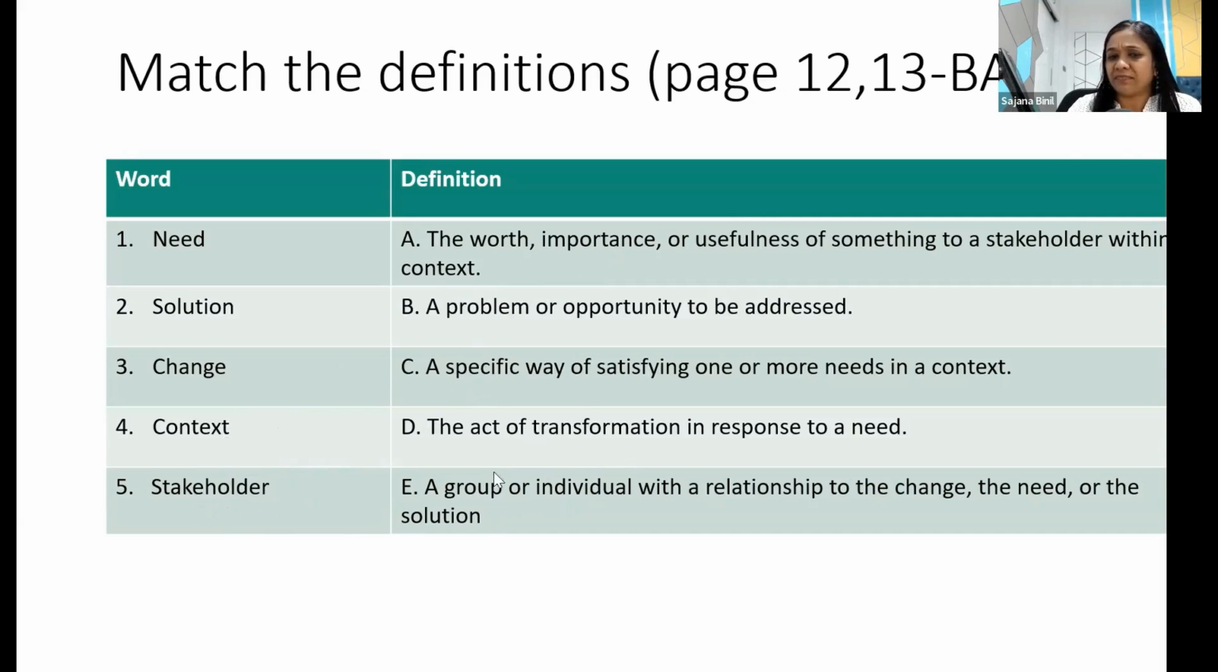Stakeholder obviously maps to the same, a group or individual. So 5 is E. That is it. Instead of context, for A I put in the value parameter to confuse you. So context is equal to circumstances, guys. Keep that in mind. A is pointing to value, the worth, importance or usefulness of something.